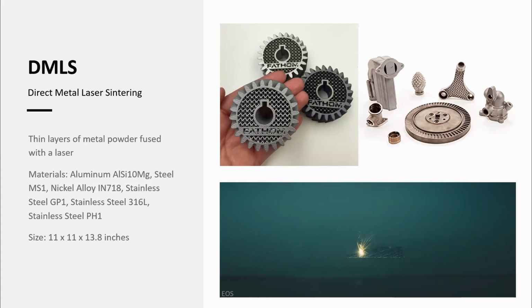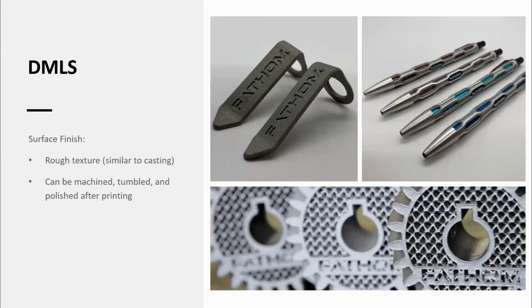DMLS has a smaller build envelope than most of the other processes, with max dimensions of 11 by 11 by 13 inches. The surface finish on DMLS parts as printed is typically a rougher texture that's similar to the surface finish on a cast part.